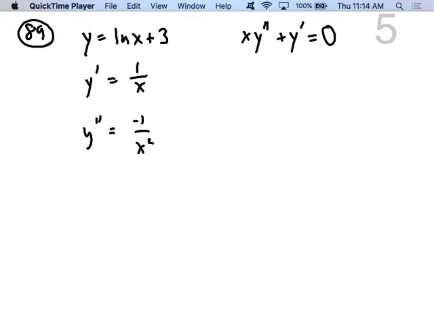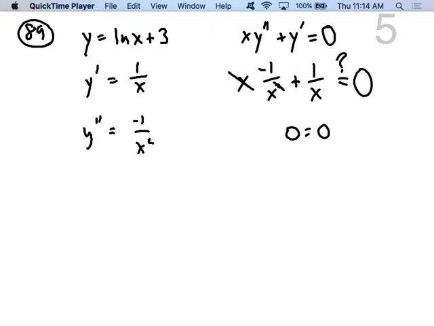Did you see why there's a minus sign there? Because if you did the quotient rule, it would. That's x to the negative 1. Bring the negative 1 down. Oh, yeah, I wrote it down wrong. So that means we get x times negative 1 over x squared plus 1 over x, and we're wondering if that equals 0. Oh, yeah, that looks like 0 equals 0 there. We are good to go.